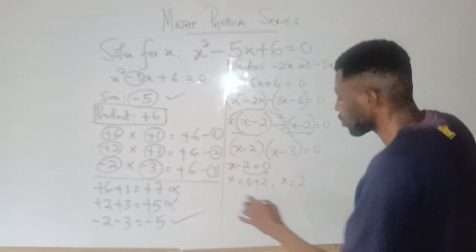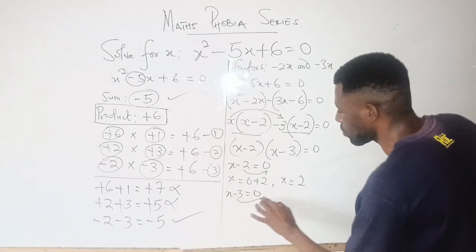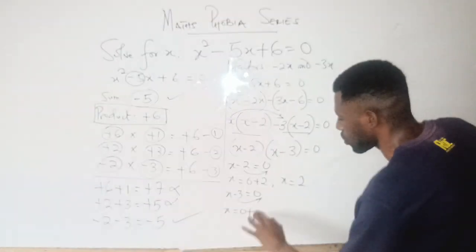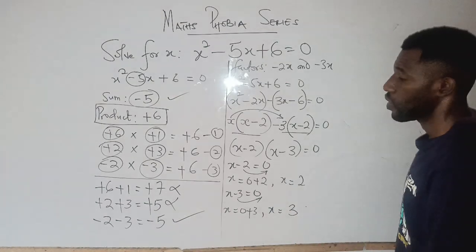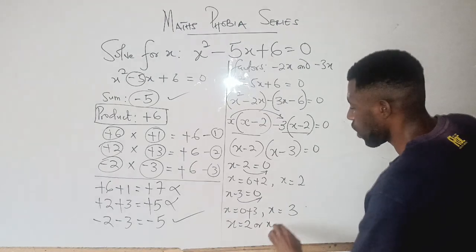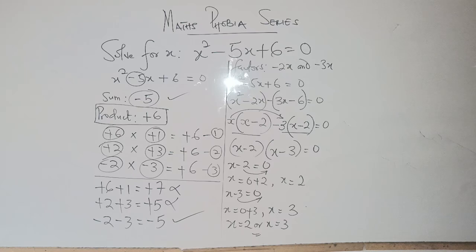The same, we take this one. X minus 3 equals to 0. Minus 3 comes here, becomes plus 3. So we have x equals to 0 plus 3. And x is equals to 3. So therefore, our answer is x equals to 2 or x equal to 3. I hope you understand.